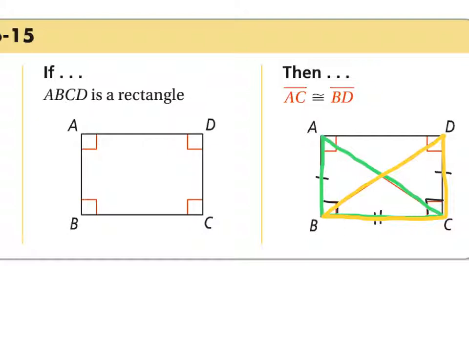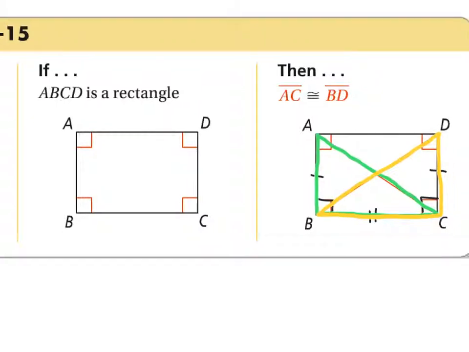Okay? Those 2 triangles are congruent by side angle side, making my 2 hypotenuses, the diagonals, congruent because they're corresponding parts of congruent triangles. That's essentially how we would prove this theorem. We know the diagonals of a rectangle are congruent because we can show we have congruent triangles. Okay?